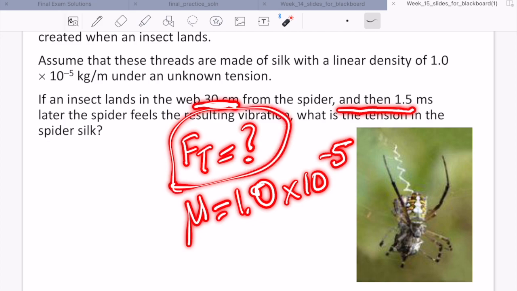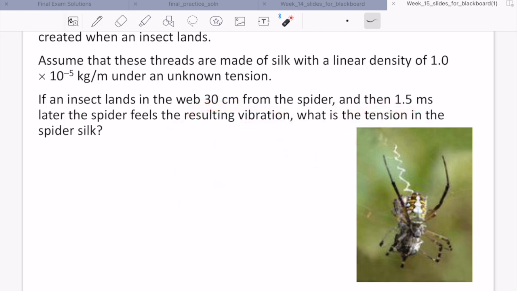Well, now you're just trying to figure out the tension, right? Well, what is this an indication of when you have distance and you have time? What could you figure out? Velocity, right? So if you have that distance, the 30 centimeters, and you have that spider feeling that vibration of that 30 centimeters after 1.5 milliseconds, then you can figure out the wave speed.